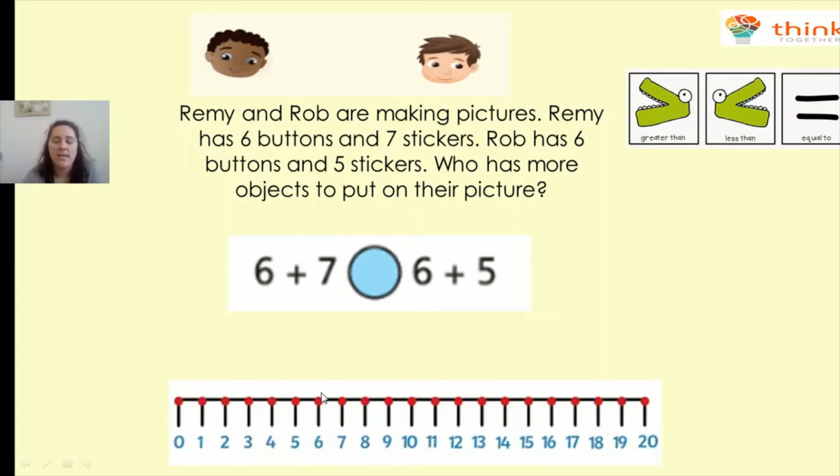See if you can help me count my 7 jumps forwards. Remember, we're not jumping to the number 7 and then stopping. That would be finding the difference. We need to count those 7 jumps. Let's go. 1, 2, 3, 4, 5, 6, 7. Those are our 7 jumps. So what number have we landed on? That's right, we've landed on 13. So the answer to 6 plus 7 is 13.